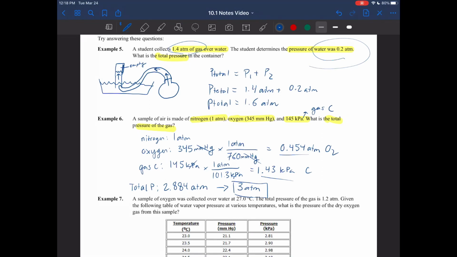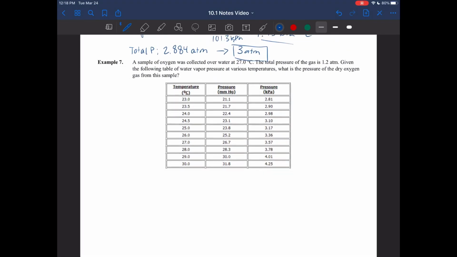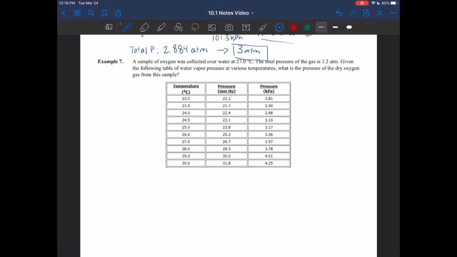Okay, final example here. In real life, often what they do is they give you these tables of data that you have to use. Often, if you're doing an experiment, you have to actually Google, like, I want to collect gas over water, so I have to think about water vapor pressure. When you Google water vapor pressure, they'll give you a table just like this, and you have to go and find what the water vapor pressure will be. So it turns out water vapor pressure is pretty much always the same. It only changes based on the temperature of the water.